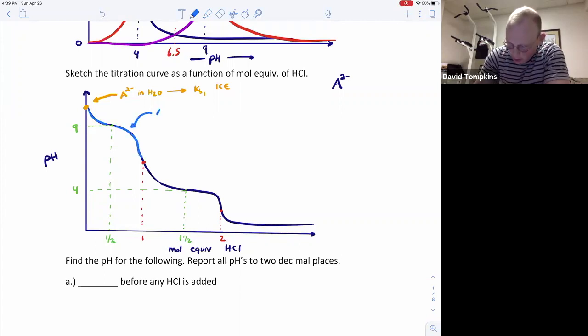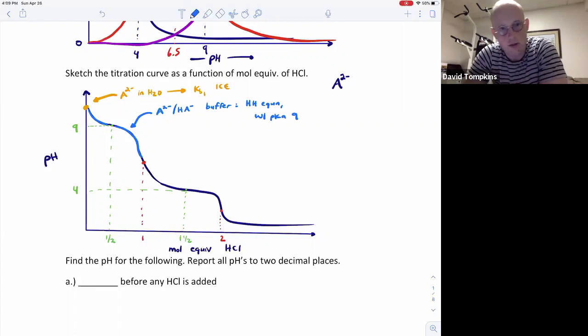So in that region, we have some of A2 minus left over. We haven't fully titrated one equivalent yet, but we have titrated some of it, and we have some of its monoprotic acid present. And whenever you have a buffer, you're going to use the Henderson-Hasselbalch equation with the appropriate pKa of 9. So as long as you've added some acid, but not one full equivalent, you're working in the buffer region.